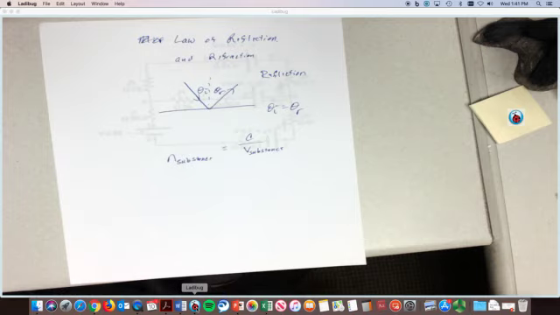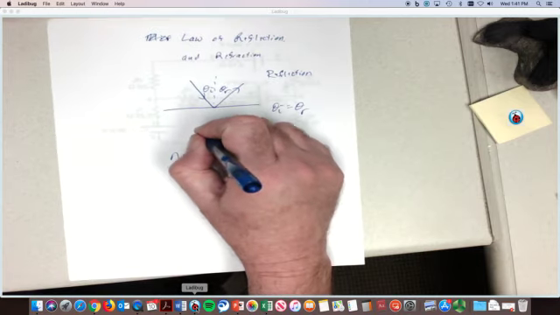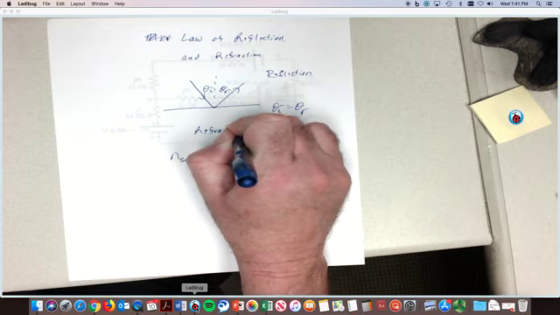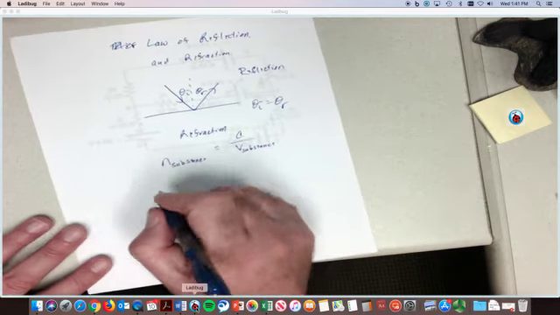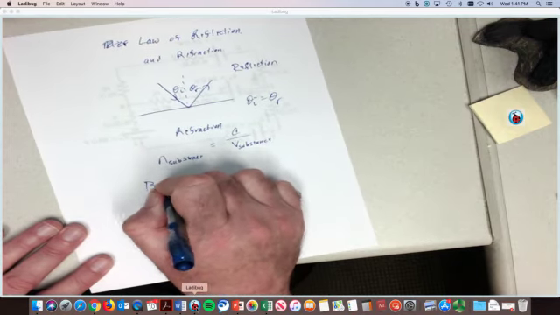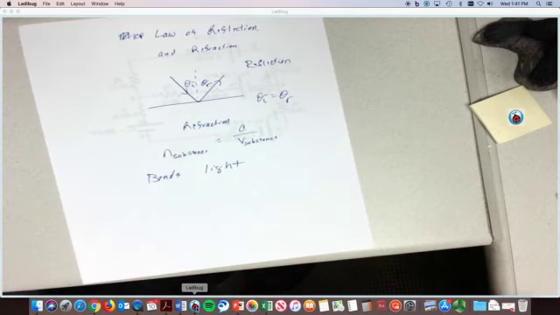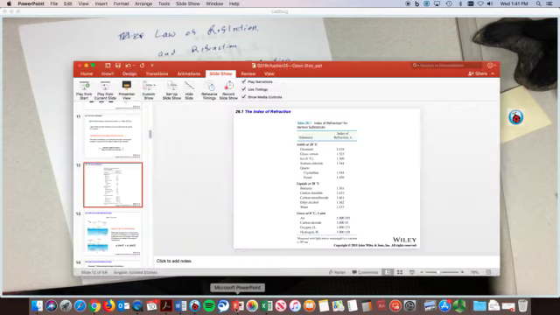All right? So this is refraction. And what does refract mean? Refraction bends light. Bends light. All right? And so that's what we're going to talk about here.